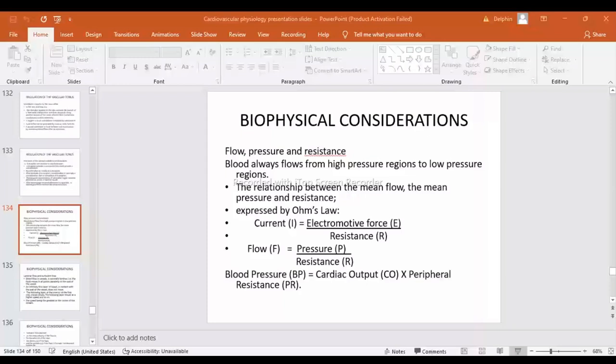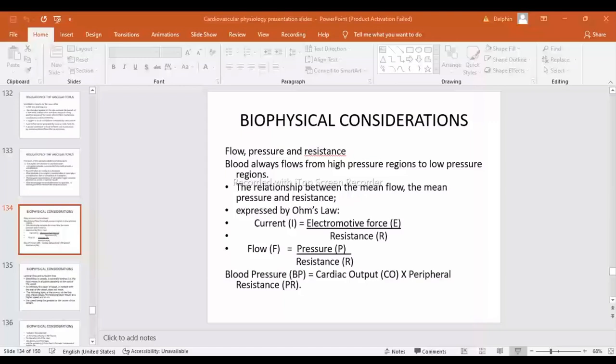And to get a normal blood pressure, it means that cardiac output must be normal and peripheral resistance normal. If there is a change, like an increase in cardiac output or an increase in peripheral resistance, blood pressure also increases. If there is a decrease in cardiac output and a decrease in peripheral resistance, you have hypotension, lower blood pressure.